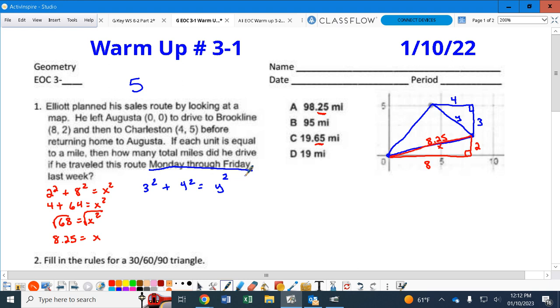Okay, what's 3 squared? Come on, guys. 3 squared is 9. 4 squared is 16. What is 9 plus 16? 25. Oh, that's a perfect square. That's easy. Square root, and what is it? 5. It's a 3, 4, 5 Pythagorean triple. It's one of those special triangles that we talked about. It's very common and shows up all the time.